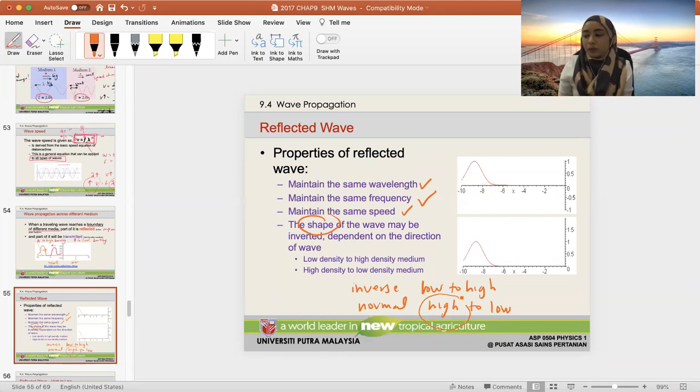So what are the properties of the reflected wave? Everything is the same except the shape, depending on the density of the medium. If asked what the properties of a reflected wave are, you have to say it maintains the same wavelength, the same frequency, and the same speed. The shape is dependent on the density of the medium it is propagating in.